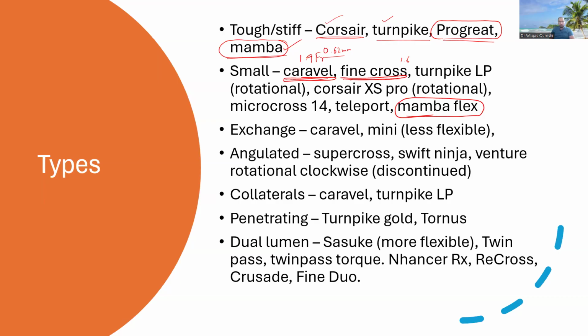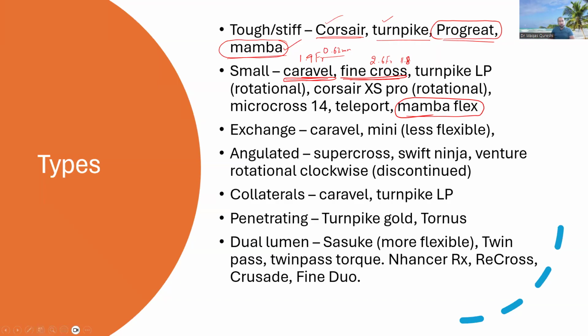1.6 is really 1.8. So the tip is a little larger, so the crossing profile is a little larger because the outer diameter is about 2.6 French at places. So Caravel is much smaller than Fine Cross, but again, as it is larger, it is more pushable.